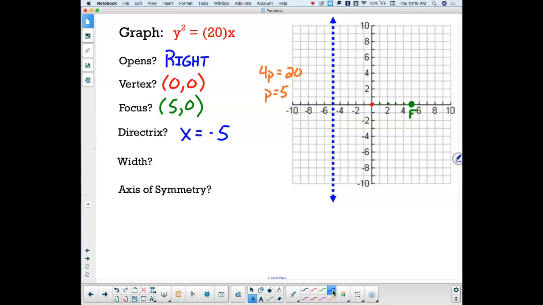The width of my parabola through the focus is going to be that 4p value. So that's 20, which means I'm going to go 10 in each direction from the focus. I'm going to go 10 up from the focus, and 10 down from the focus. That now allows me to draw in my parabola. Oops, too far.